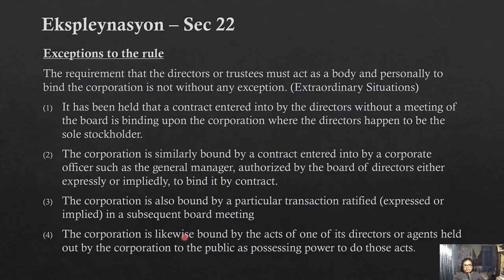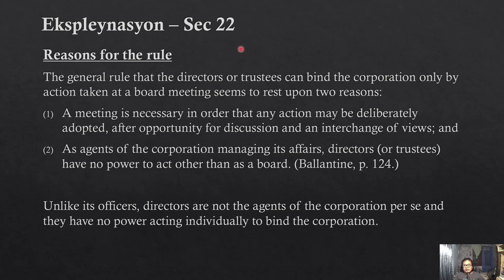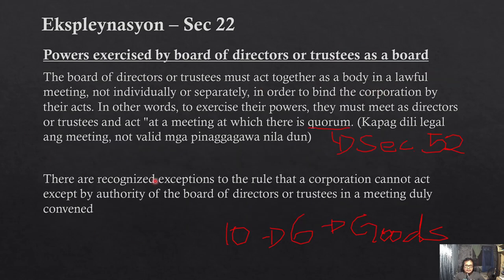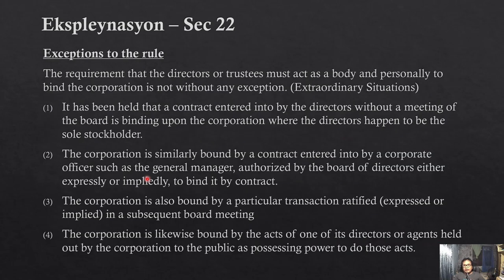Ito na. Exception to the rule. Diba yung general rule, the corporation can only be bound by an act taken by the board of directors under its authority in a valid meeting. That is the general rule para mag-bind yung corporation to the act. Ito yung mga dinisas natin, diba? Valid legal meeting, may quorum, para maging valid yung acts nila, yan yung general rule. Ito naman yung exceptions to the rule. Dami nila. Sampu yan.